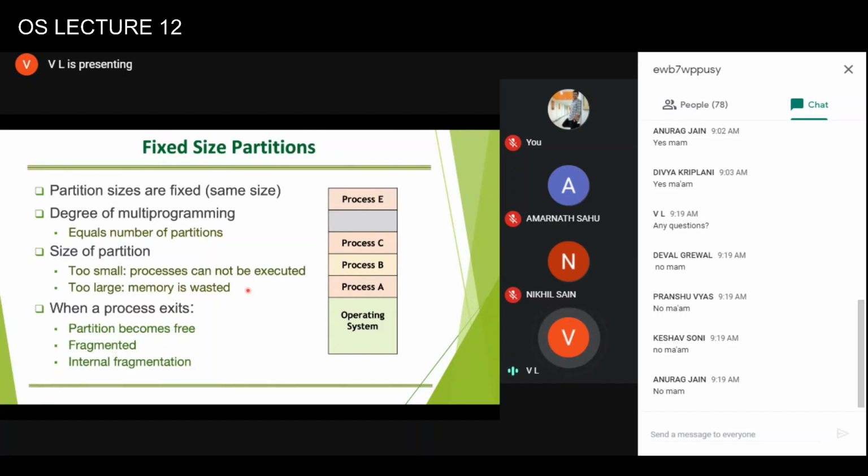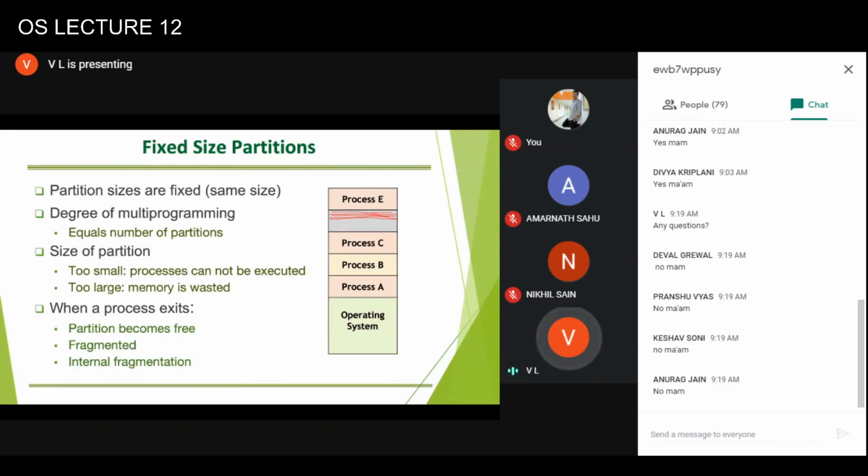So that is what the problem would be. If a process requires only this much size, then this part is being wasted. So this is known as your internal fragmentation. If you keep the partition size too small, then the processes cannot be executed.